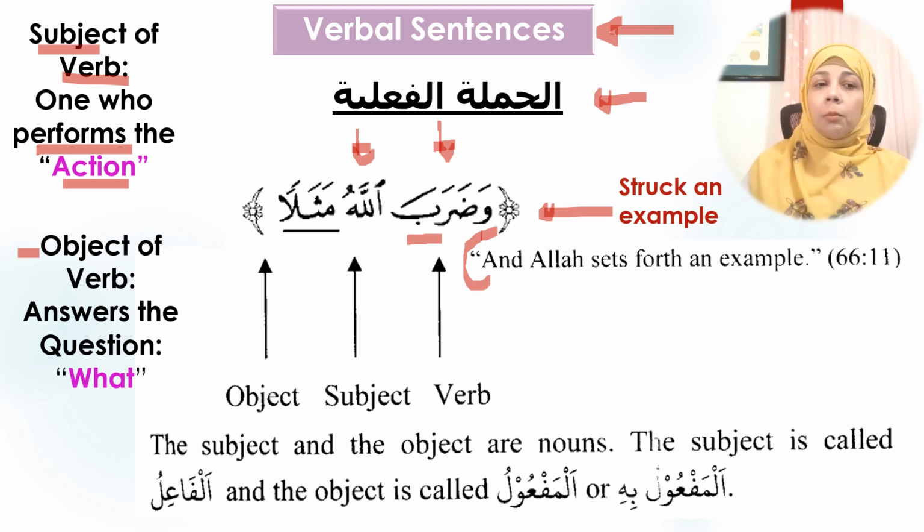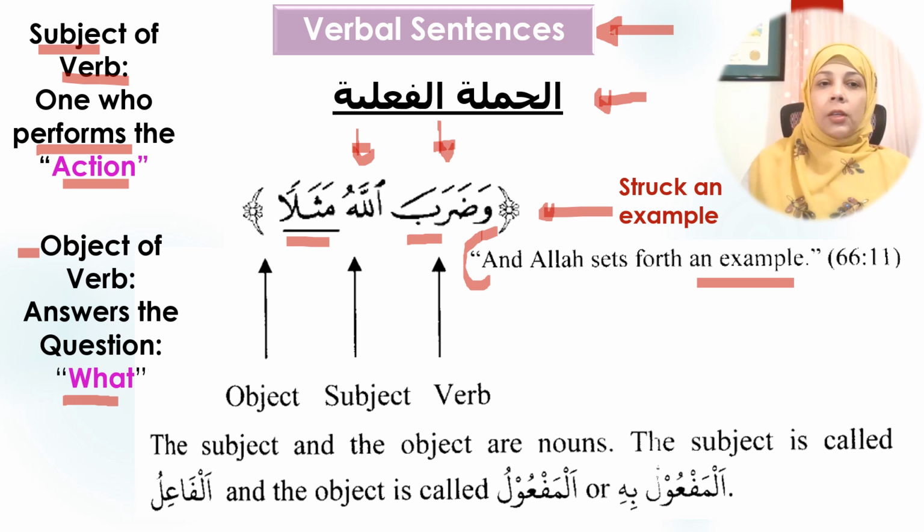And we said the object answers the question what. So let's ask the question. Allah set forth what? Okay, so the answer is he set forth an example. Okay, so example is the object of this verb. Over here in Arabic, it is masalan.